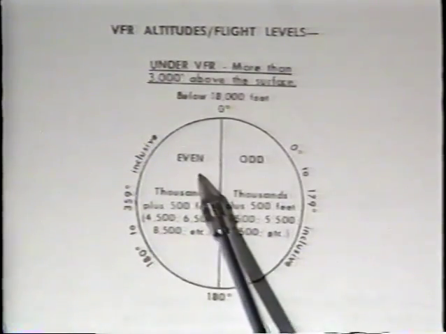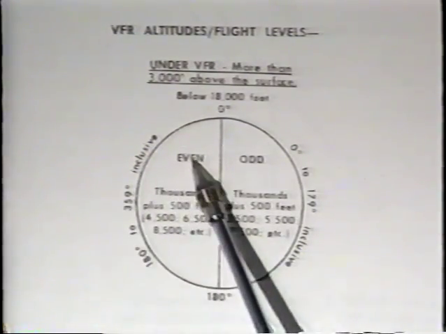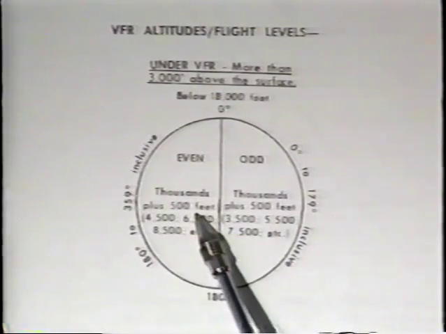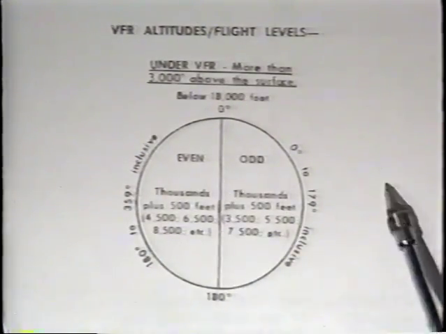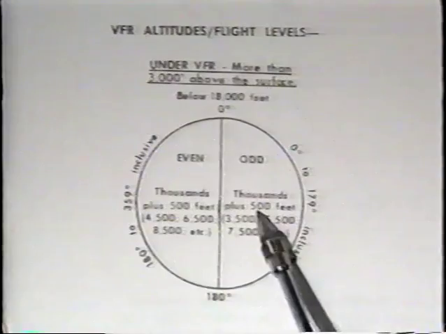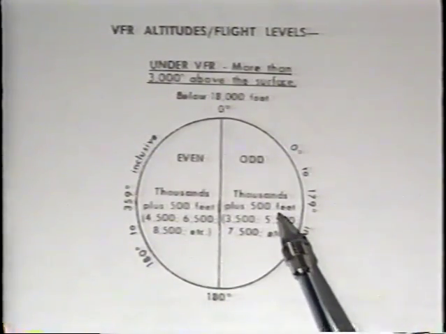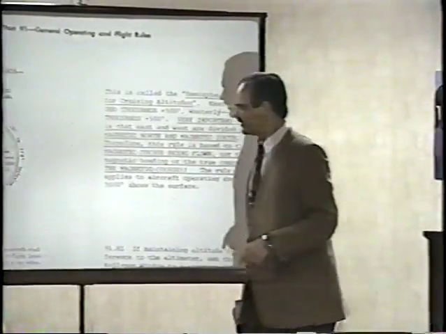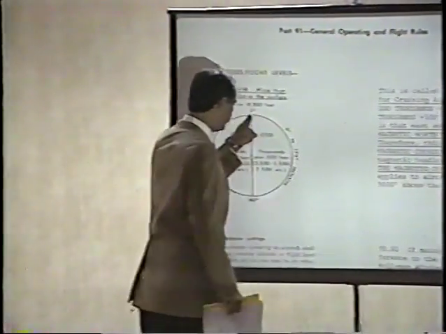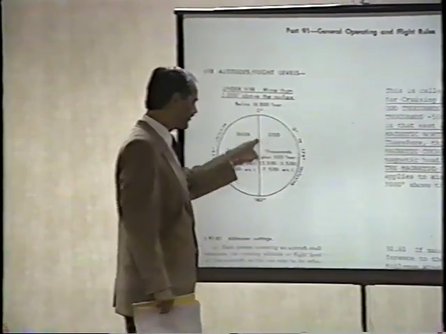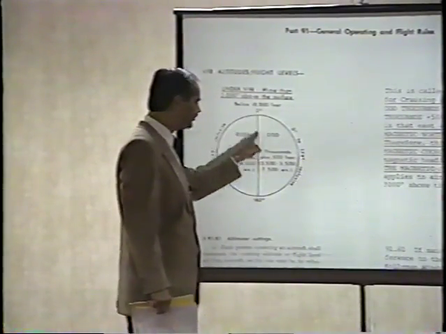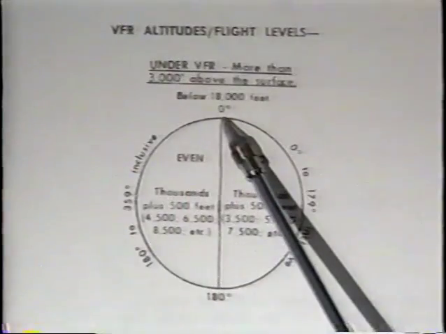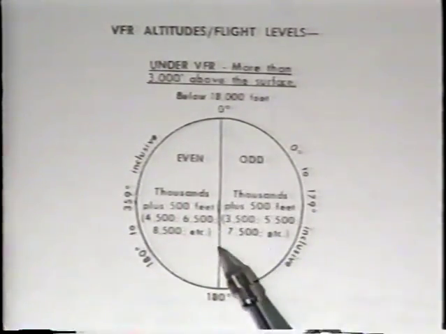And they want to say this. Everybody going west should fly at even thousands plus 500 on their altimeters. Everybody going east should fly at odd thousands plus 500. This is basically the rule. Now, take a look over here. The divider, class, the divider is not the true north and the true south pole. The divider is the magnetic north and the magnetic south pole.